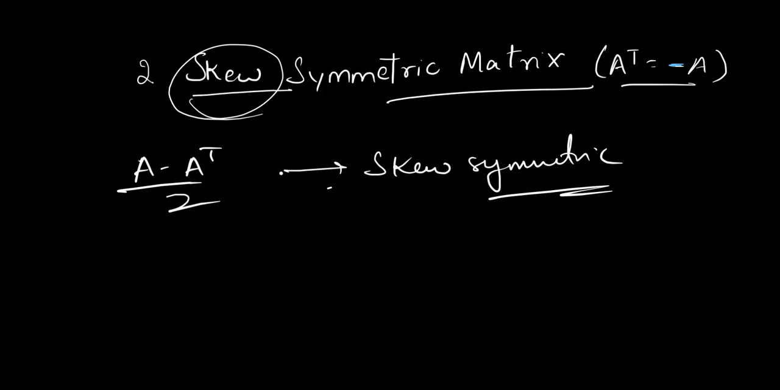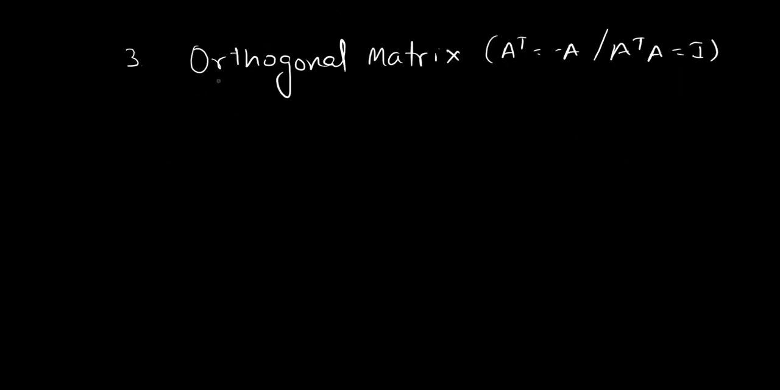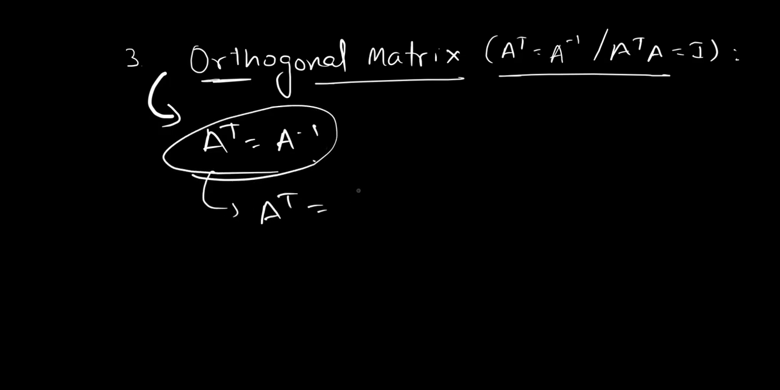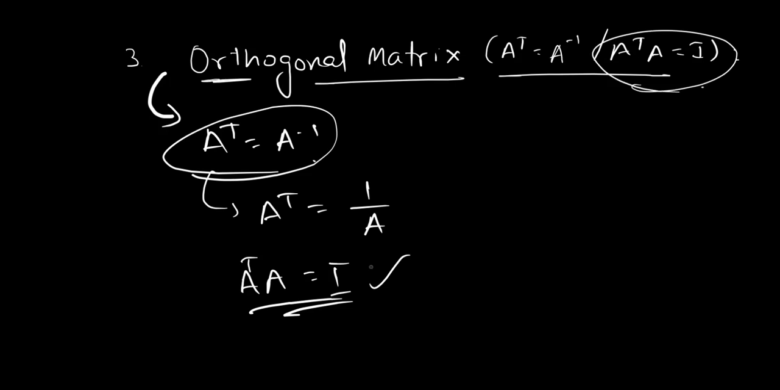Okay, so let's go ahead with the orthogonal matrix. At any cost, when you see an orthogonal matrix, you need to remember A transpose is equal to A inverse. So we can take it like this: A transpose is equal to A inverse, which is also written as 1 by A. So A transpose into A is going to be 1, and 1 here is the identity matrix. So that's what I wrote here: A transpose into A is equal to I.